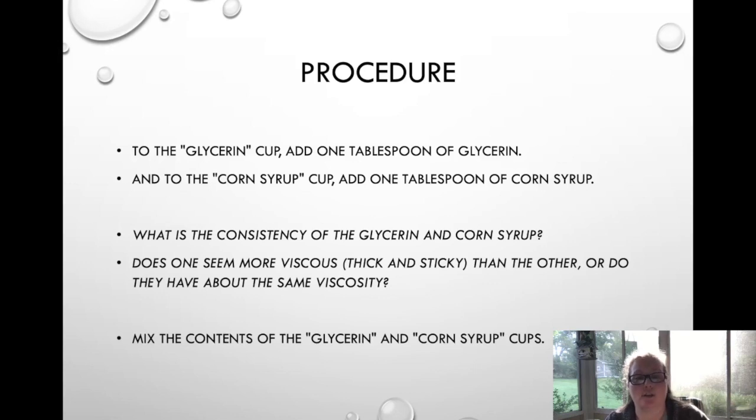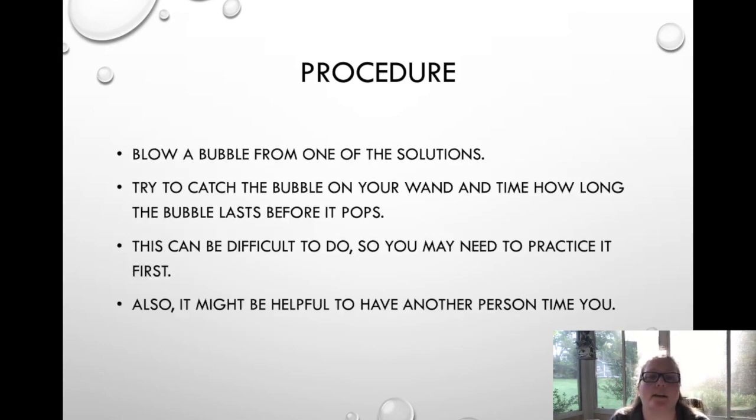Here they're asking, do they look about the same? Mine sure as heck did not. So take a look at your stuff and think about it. You've got them all mixed up now, so I should have actually changed those. Now, you should have 3 different bubble wands. 1 for your control, 1 for the glycerin, and 1 for the corn syrup. You're going to try to blow bubbles now.